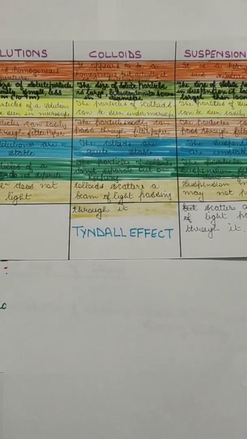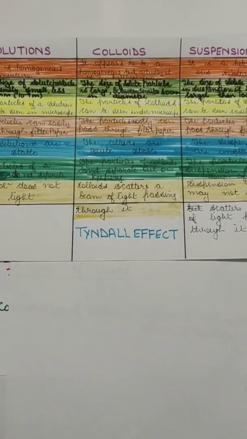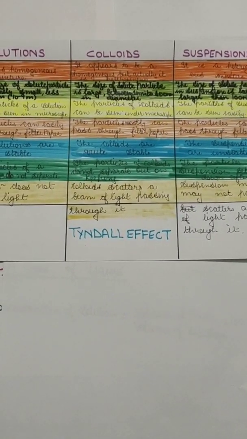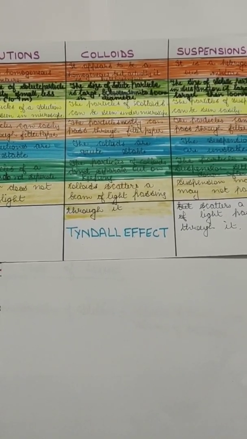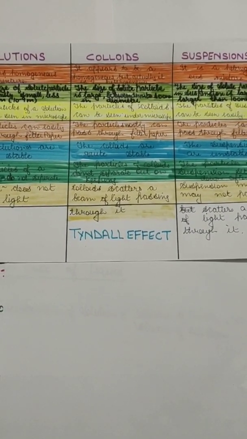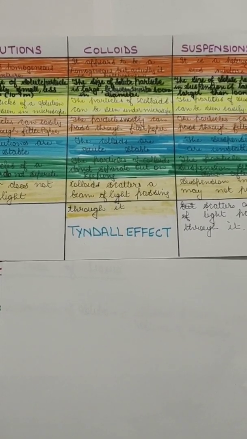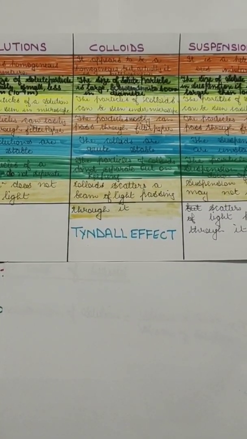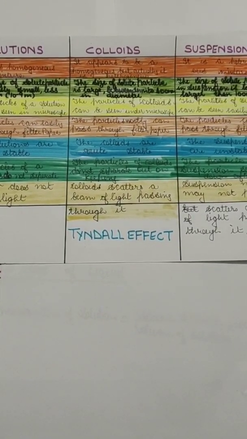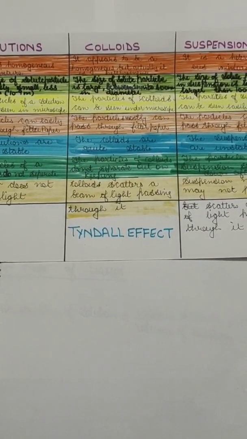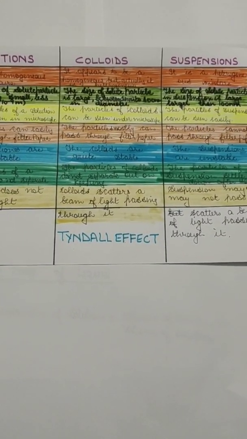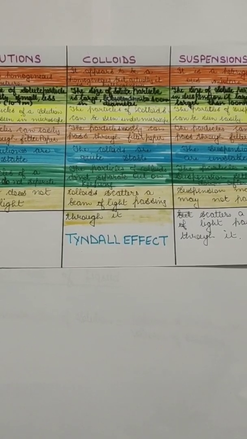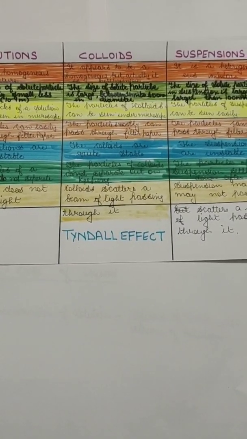Here I would like to do a quick revision: all solutions are homogeneous mixtures. Homogeneous means that it blends so well that we will not be able to identify whether something is mixed in it or not. And colloids are mixtures which appear to be homogeneous but are generally heterogeneous, and suspensions are heterogeneous mixtures. Along with this, I have given you other points which are also mentioned in your book.